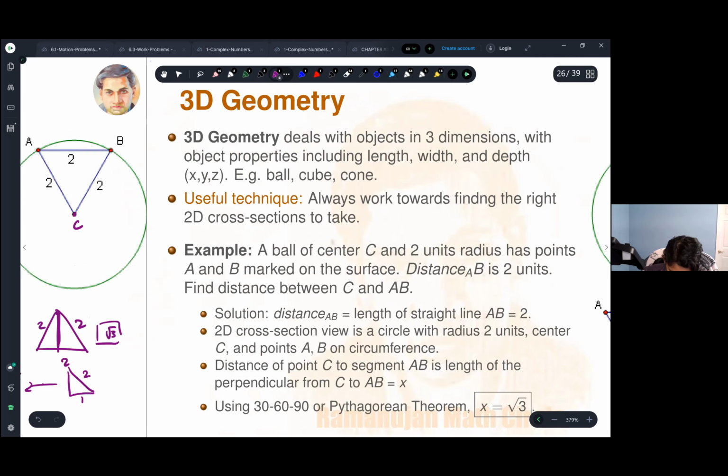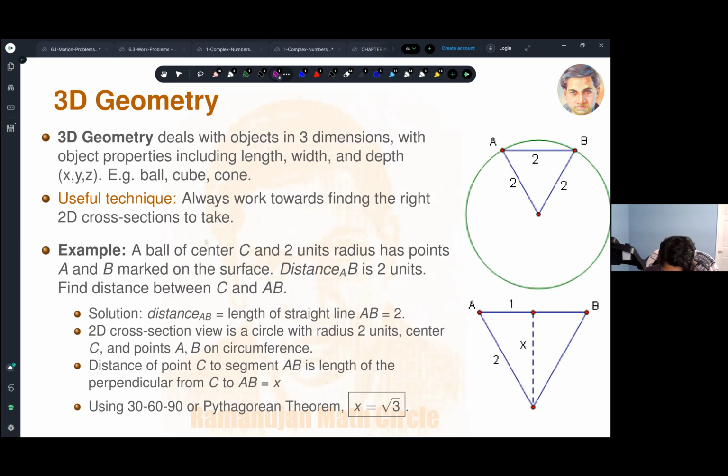If you look at it, you can use the Pythagorean theorem, and that's what we're going to use. Just ignore this for right now, unless you know what 30-60-90 is already. You can use the Pythagorean theorem and find out that x, the distance we're trying to find, is root 3.